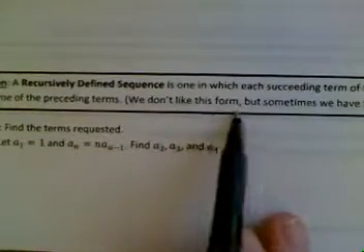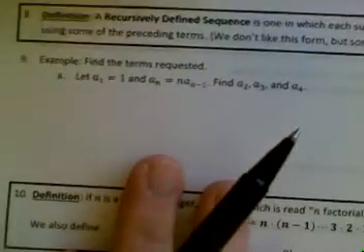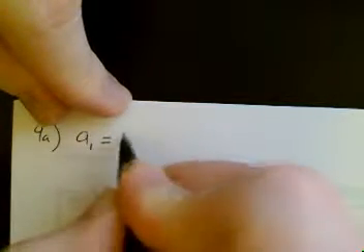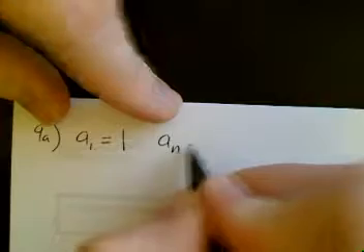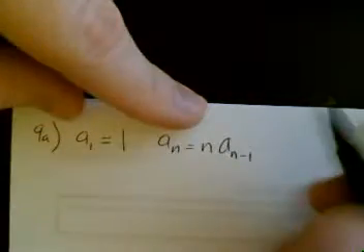Again, I have it in here. We don't like this form. Sometimes it's the form we have to use, and sometimes it's the form we're given. So, let's talk about what this is. I'm going to write 9a on my paper here, and we're going to work through that. So 9a, it says let a sub 1 be equal to 1. Let a sub n be equal to n times a sub n minus 1. Now this is very important that you understand.